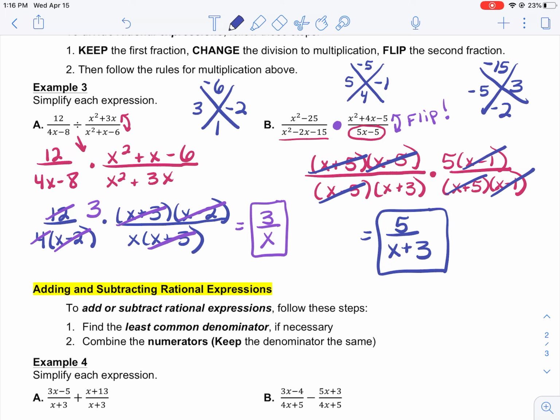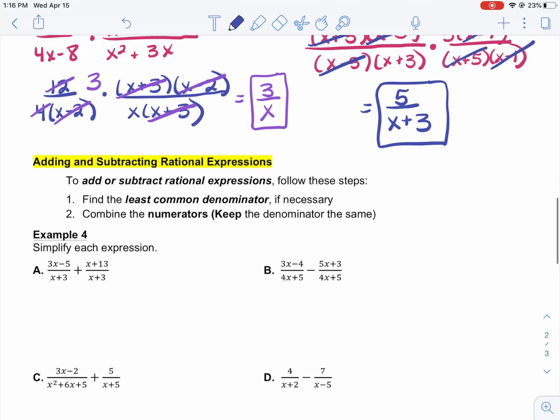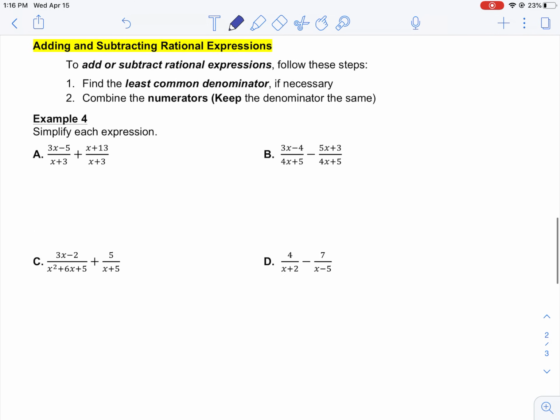Okay, so the biggest difference between multiplying and dividing is that when you divide, you keep, change, flip. You turn it into multiplication right at the get-go. All right, the last topic: adding and subtracting.